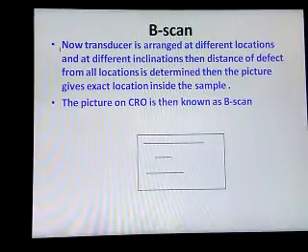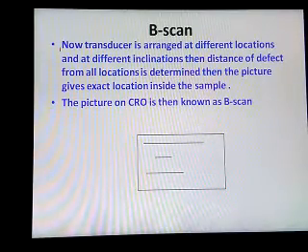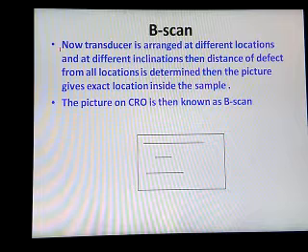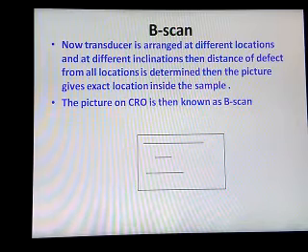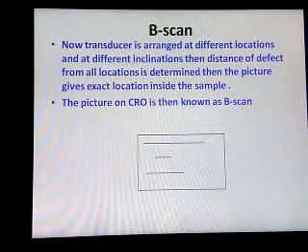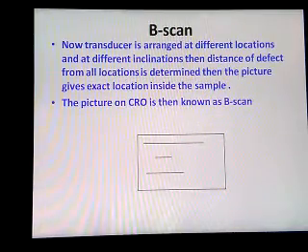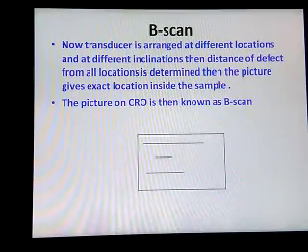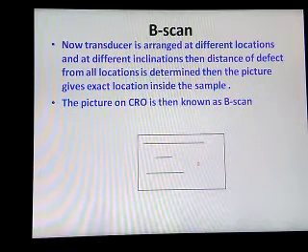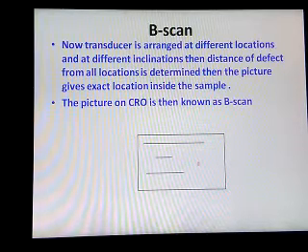Whenever a defect is detected, to find the location of the defect, the ultrasonic transducer is now applied from all directions. That is, the transducer is arranged at different locations and at different inclinations. Then the distance of the defect from all locations is determined. Then the picture gives the exact location inside the sample. This is represented in the form of a picture on the CRO, which is known as B scan.